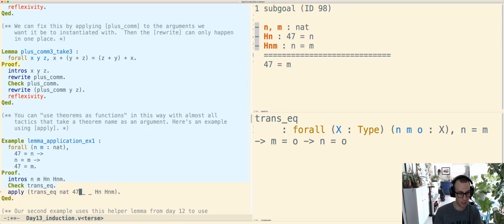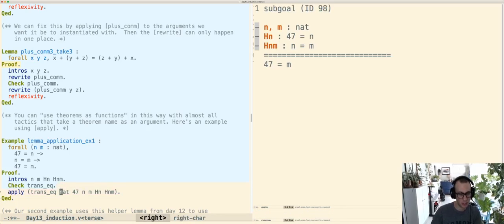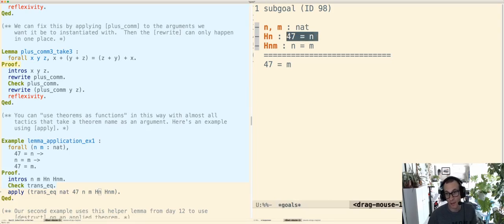Figure out the first thing, that's going to be 47. This is going to be n, this is going to be m. Now, I can write underscores for these because it's actually determined by hn, right? Hn says 47 equals n. This determines the first and second arguments and the type, right?